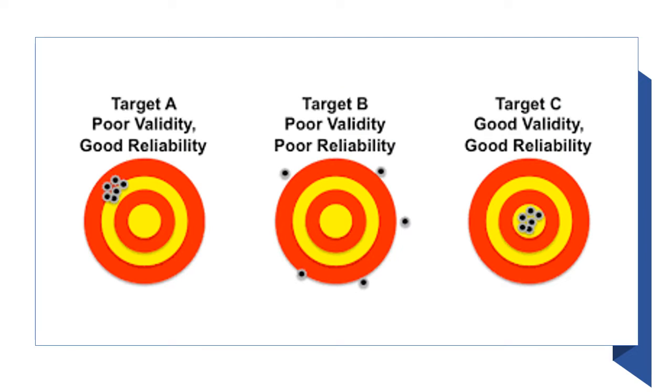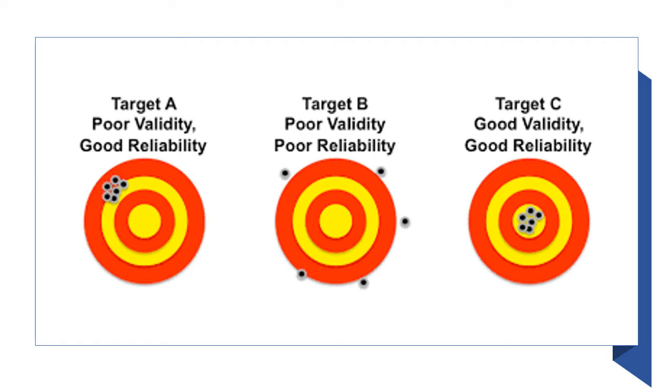So reliability means that the measure is consistent. And so you can see here, they're shooting for this target right in the middle. But none of their pins hit the middle, which suggests it's not valid. It's not measuring what it's supposed to measure. However, all of the pins hit at this level, right here, very close to each other, which suggests that it is, in fact, reliable.